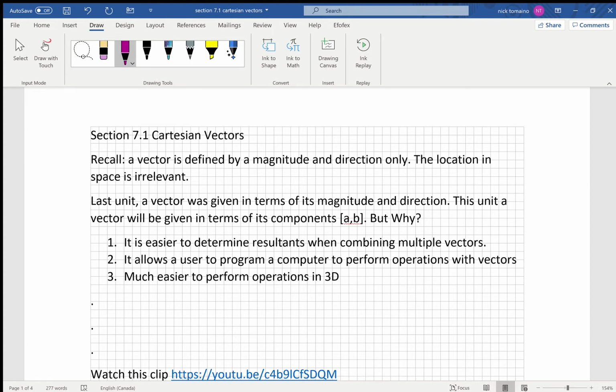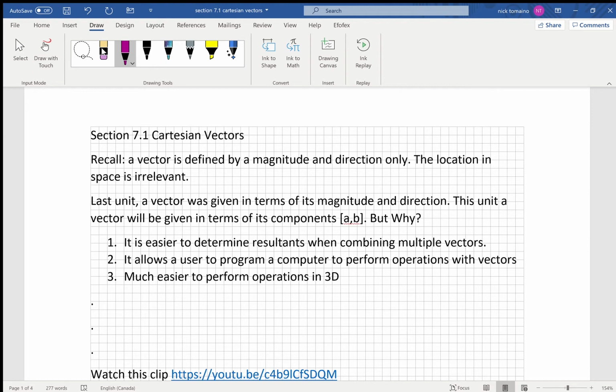It is easier to determine results when combining multiple vectors, especially in 3 dimensions. It allows a user to program a computer to perform operations with vectors. For example, if you're in an AutoCAD program or any kind of geometry program, you can click on 2 lines and the computer will tell you the angle between those lines. So we're looking at how the computer figures out that angle, what operation is performing. I'm going to show you in this unit how to compute angles between vectors just by doing some simple arithmetic.